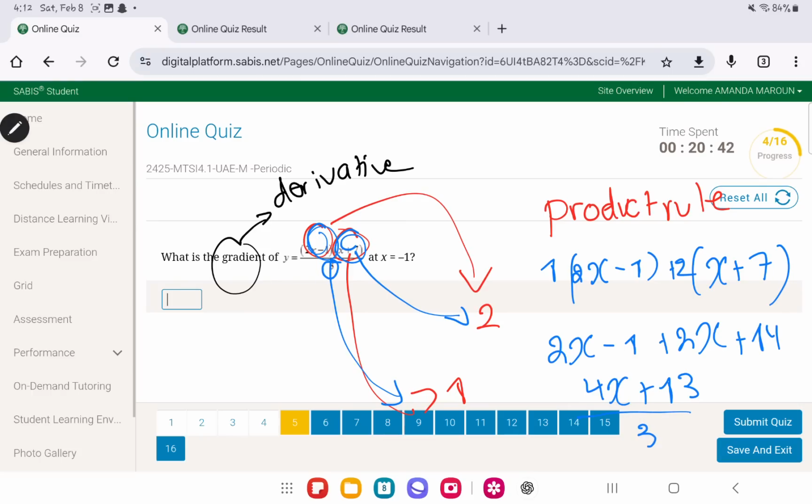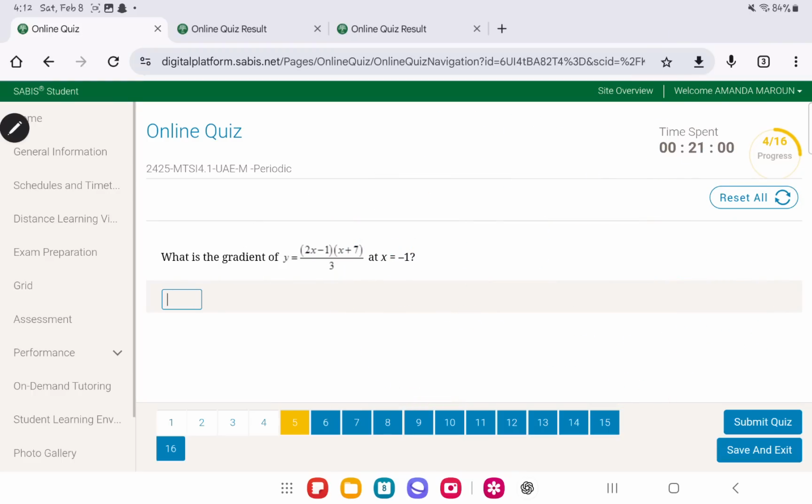And they told us that x is how much? X is -1. So it becomes 4 times -1 plus 13 over 3. So it's then equal to 9 over 3, which gives us an answer of 3. So the answer over here is 3.